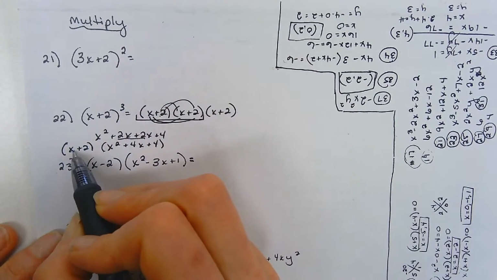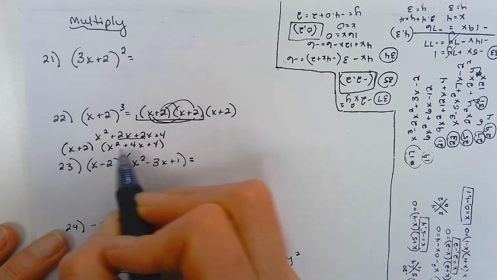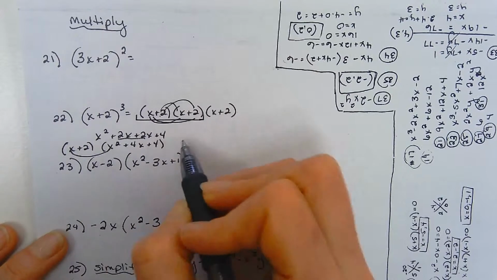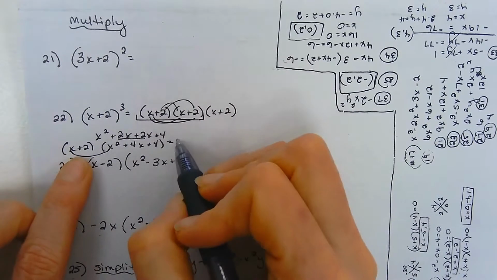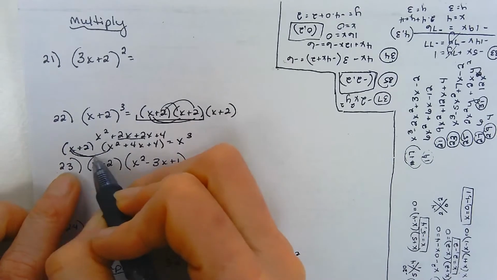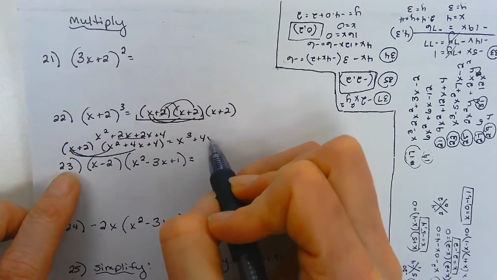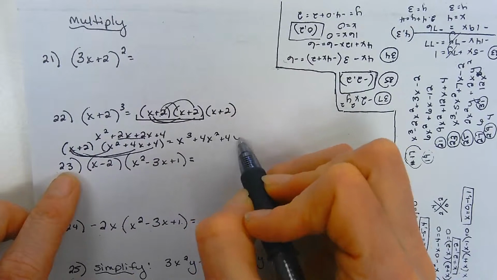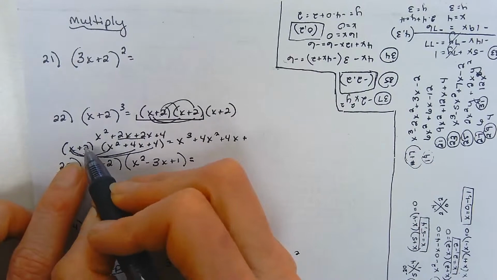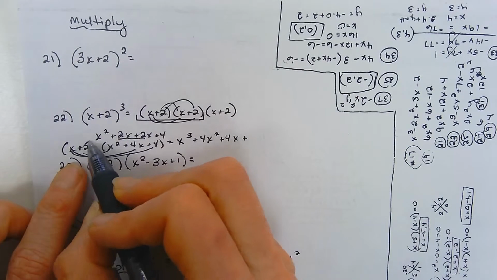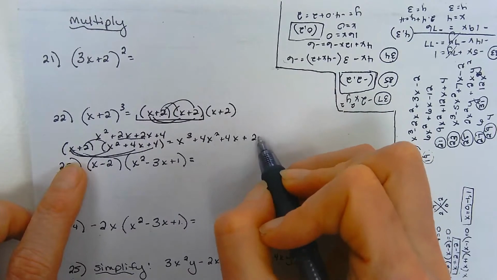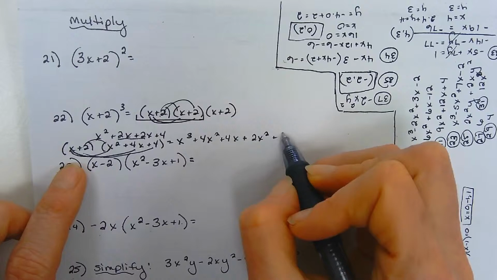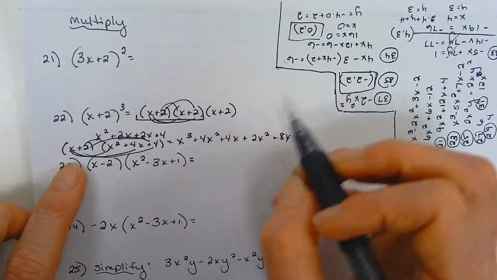And now I'm going to distribute and multiply this binomial times this trinomial by distributing first the x. X times x squared is x cubed. X times 4x is 4x squared. X times 4 is 4x. Plus, because this is a plus, positive 2 times a positive x squared is 2x squared. Positive 2 times 4x is plus 8x. And positive 2 times 4 is 8.